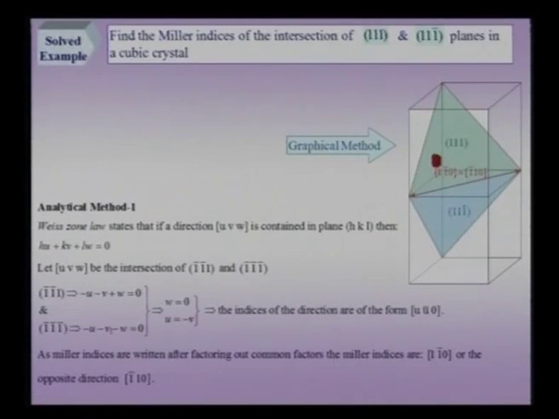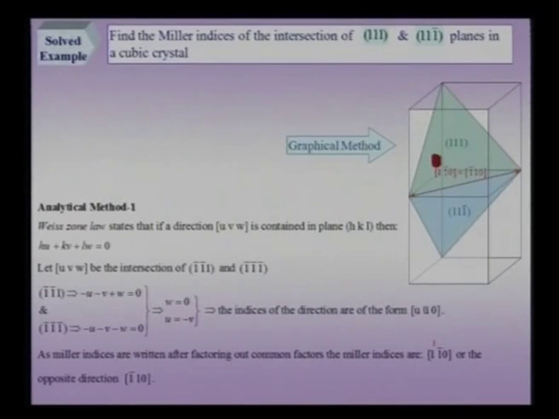I get two simultaneous equations, solve them, and since there are three unknown variables and only two equations, I will not get a unique solution from this, but I come to know that W is 0 and U is equal to minus V, and therefore I can write the indices as U bar U 0. But if this is true, it is also true for 1 bar 1 0, which is the least index I can choose. Therefore, I know my direction of intersection is 1 bar 1 0 or its opposite direction 1 1 bar 0.